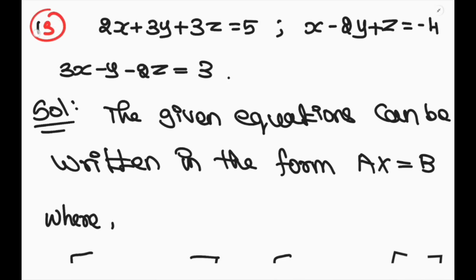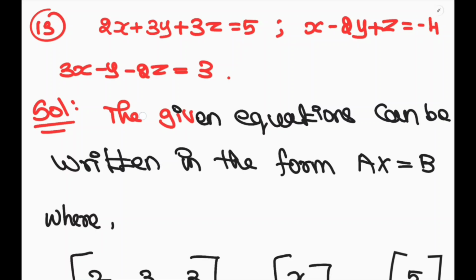So the 13th question is: 2x plus 3y plus 3z equal to 5, x minus 2y plus z equal to minus 4, and 3x minus y minus 2z equal to 3. Same, right? That is, solve the system of equations. So that is your 13th question.